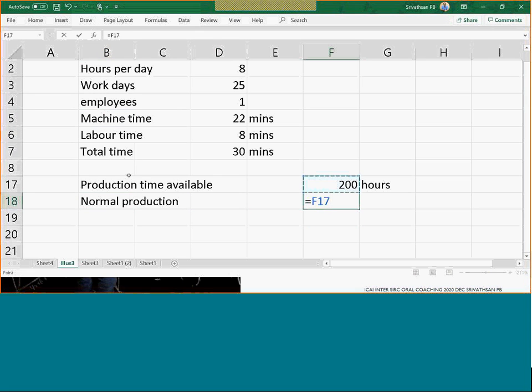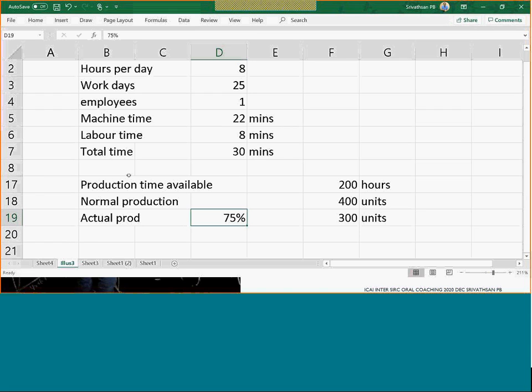Normal 200 hours. 20 minutes divided by, that's per unit, 75%. So with 300 units, because our full production is 400, but production is now at only 75%, are only 300 units.